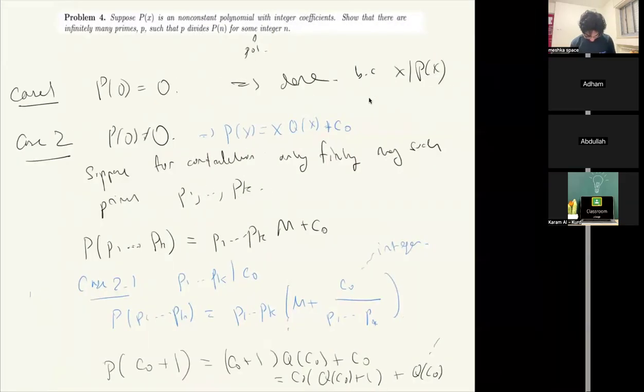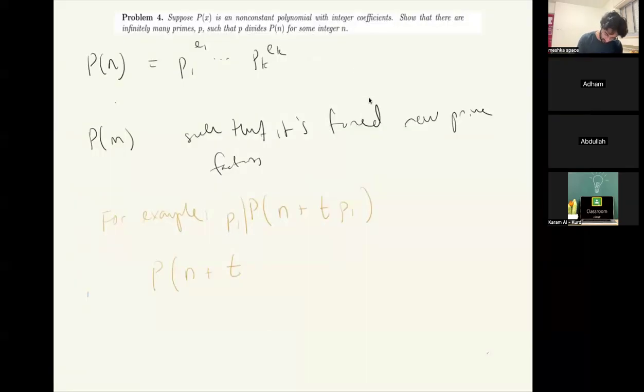Let me just say the point I was making. We were talking about P(n) and its prime factors. Now I want to write down a number that is forced to have the same prime factors. I could take P(n) plus t times P1. This will force it to be divisible by P1. You can also take t times P1 through PK, and now it's forced to be divisible by all of P1 through PK.